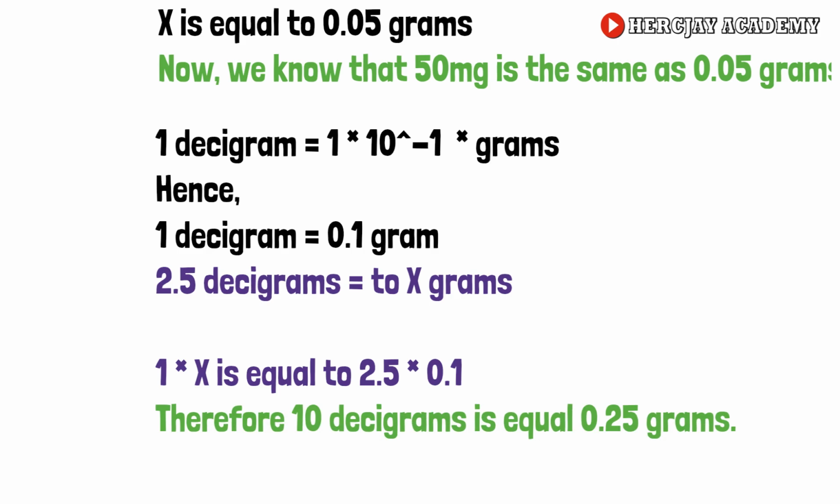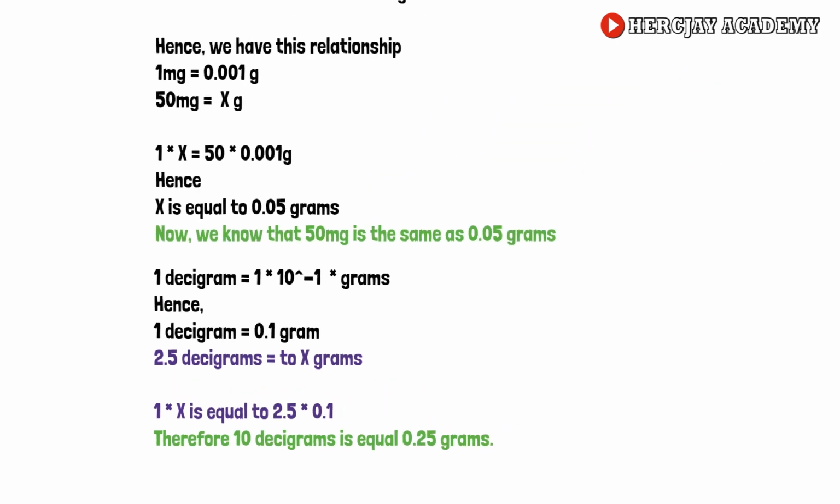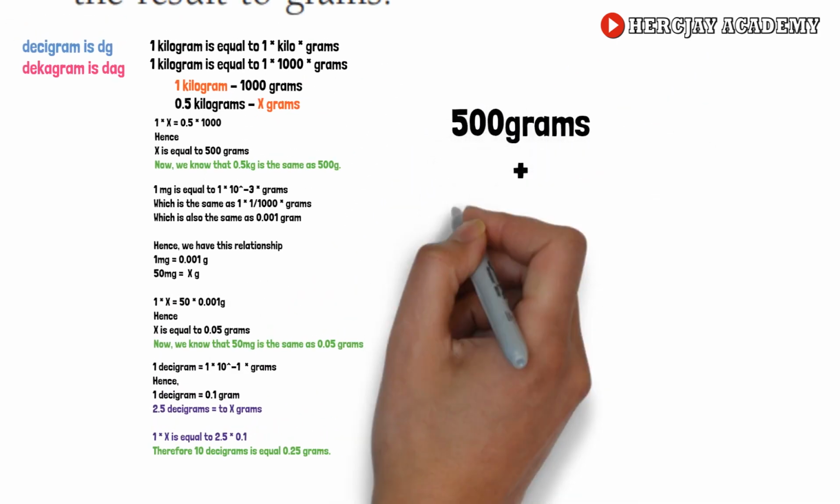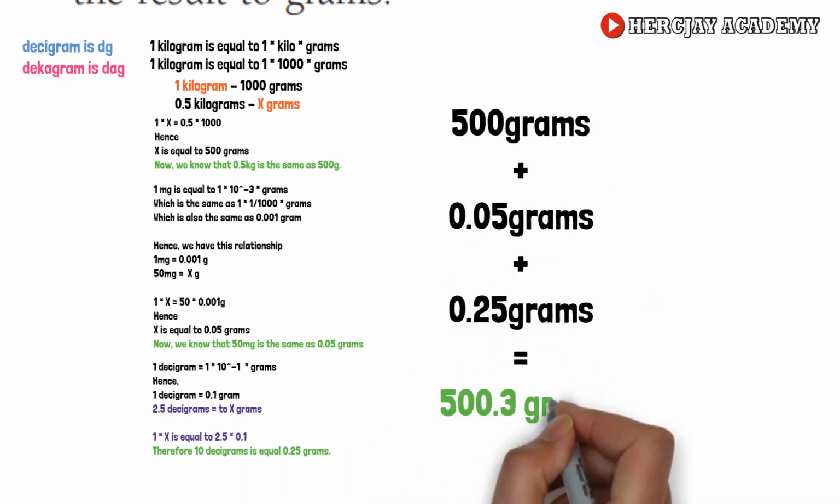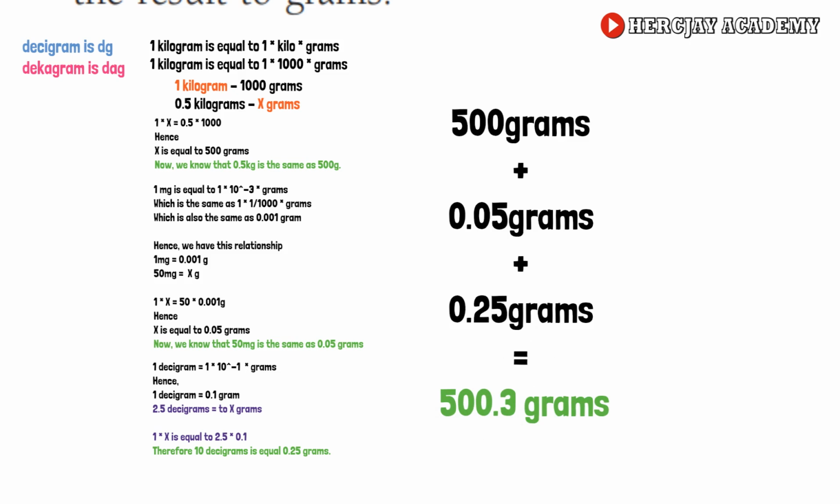Now, let us add up all the answers we got in grams to get the total as requested by the question. 500 grams plus 0.05 grams plus 0.25 grams is equal to 500.3 grams, which is the final answer. In subsequent examples, I will skip some of the steps I already explained in example 1 in order to save time and not bore you.